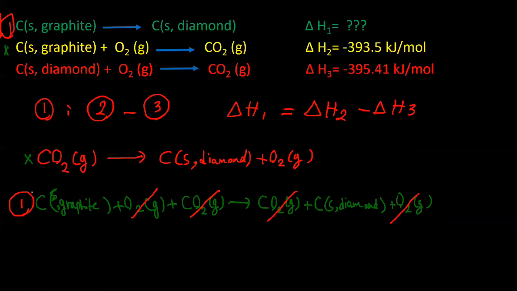So actually, this one is the same as reaction number 1. Because reaction number 1 is reaction number 2 minus reaction number 3, delta H1 also is delta H2 minus delta H3. Why minus? Because if I name this reaction 4, delta H4 actually is negative delta H3. Why? Because it's just the reverse of reaction number 3. So as a result, delta H1 is equal to negative 393.5.